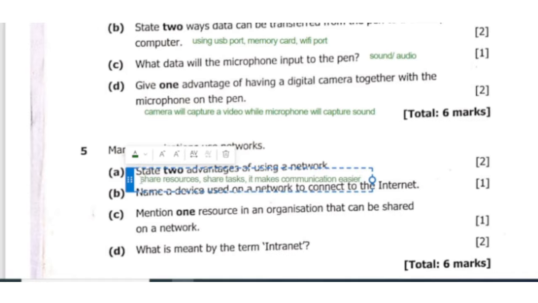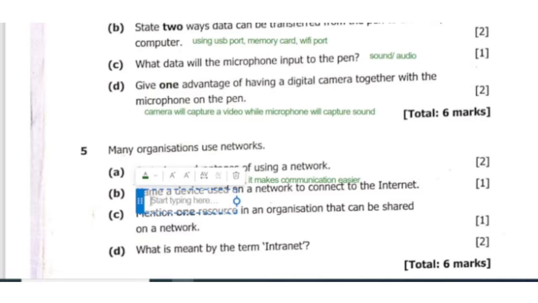Okay, so we come to the question. Remember, they just want two, so I've given you three, so you can pick two among the three answers I've given you. Name a device used on a network to connect to the internet. So the device that you can use to connect to the internet. The first one is router, or others call it router. Whichever pronunciation, remember we meet in spelling, that is router or router.